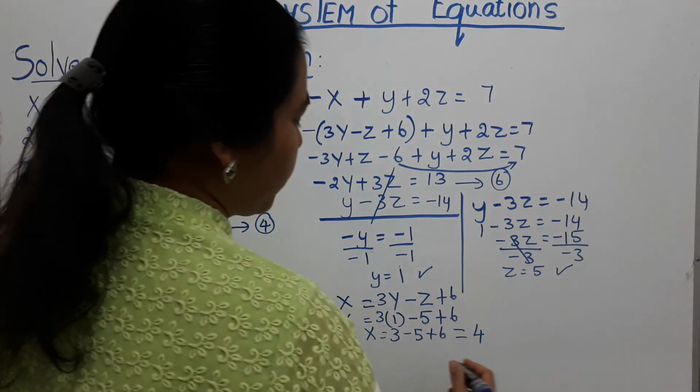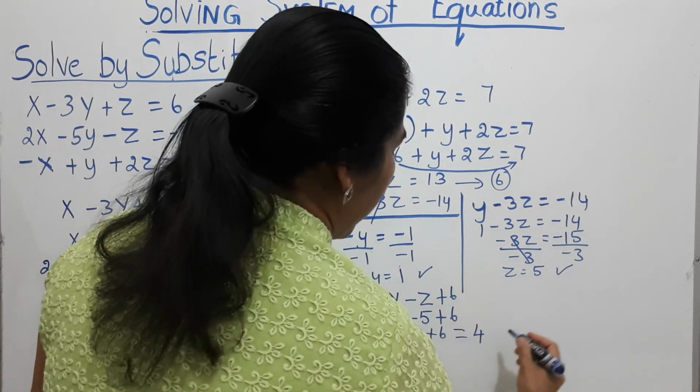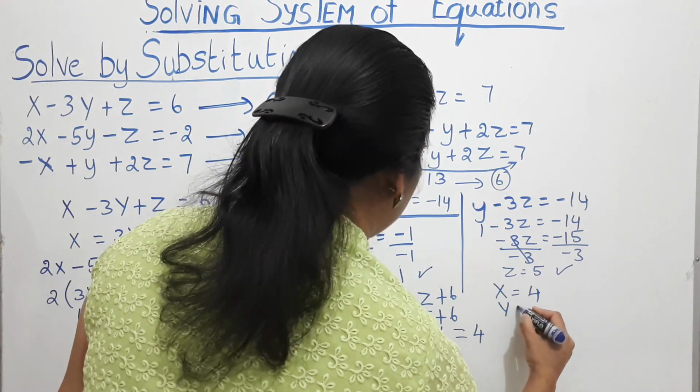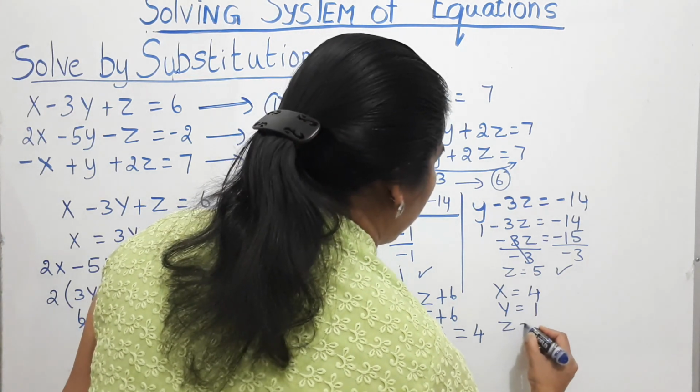Okay. So this is how you can find the value of x, y and z. You can write it again. So x is equal to 4, y equals 1 and z equals 5.